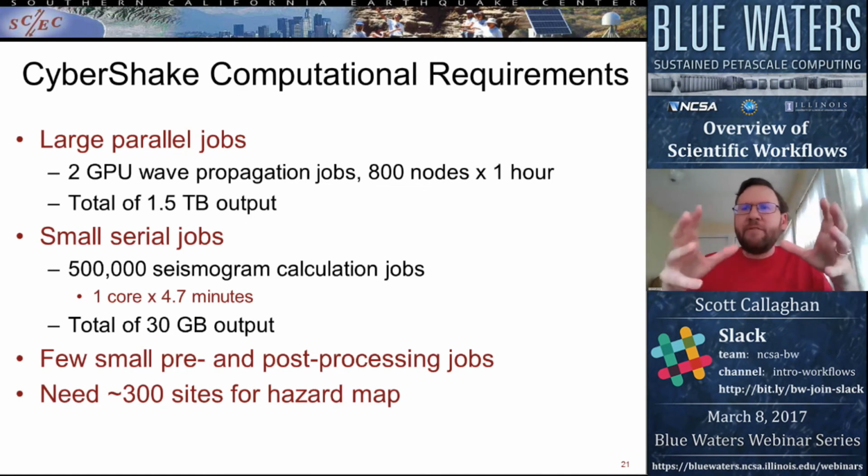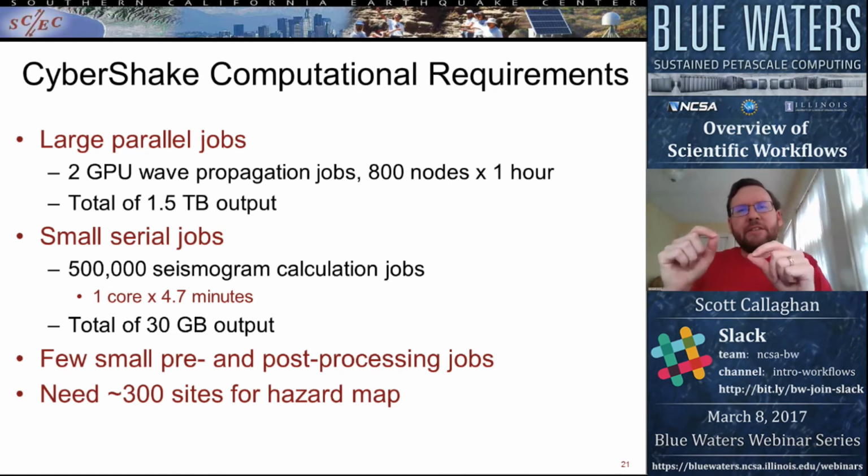Remember I said there are 500,000 individual earthquakes? We have to run a small calculation for every single earthquake. So there are 500,000 jobs we have to run. These jobs are small. They're serial jobs. They take about 5 minutes to run on average. But the challenge is, again, that there are 500,000 of them, right?